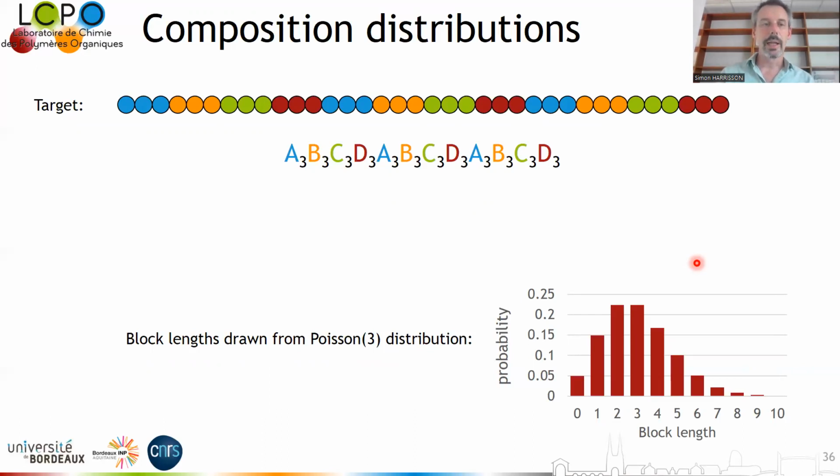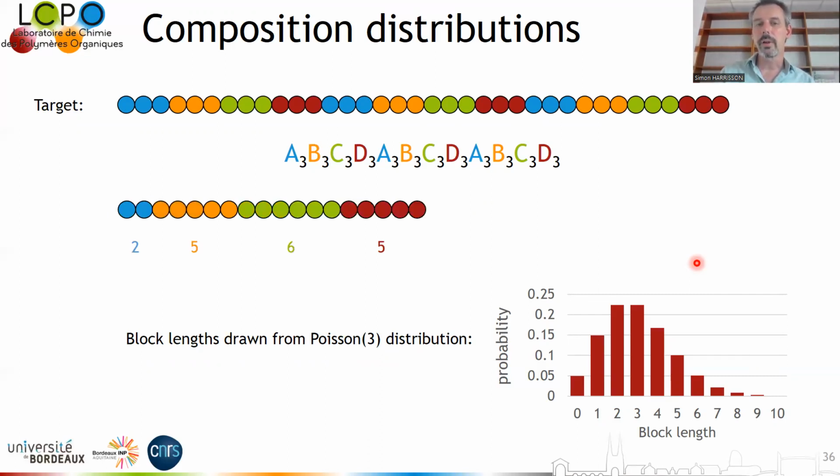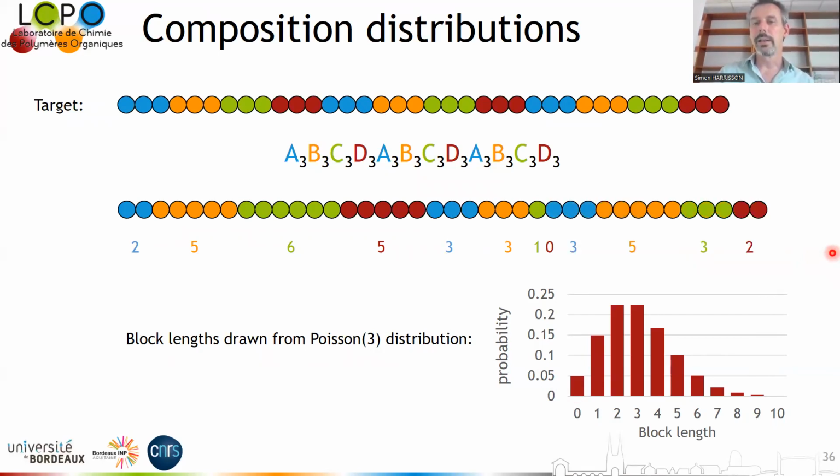If we then try and simulate that, what are we going to get? So we're going to start drawing blocks at random. Our first block is 2 units long. Then we have one that's 5 units long, 6 units, 5 units, 3 units, 3 units, 1 unit. And then there's a 5% chance that we're going to get a block length of 0. And that's actually happened here. So we're going to have a missing block.